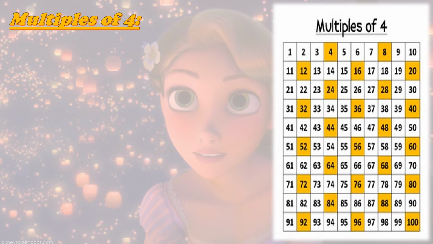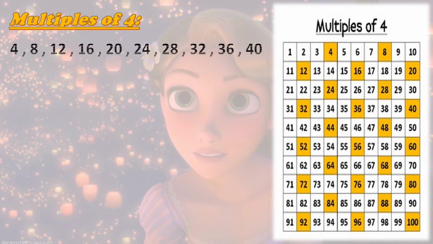1, 2, 3, 4. It's 12. 1, 2, 3, 4. It's 16. 1, 2, 3, 4. It's 20. And so on. So I have here the first 10 multiples of 4. 4, 8, 12, 16, 20, 24, 28, 32, 36, and 40.